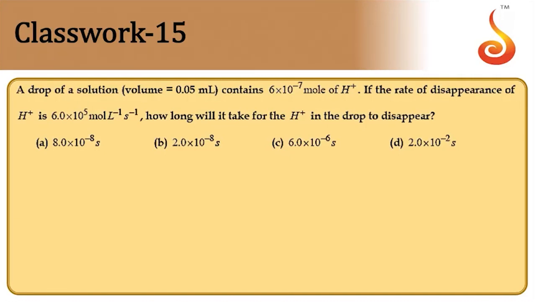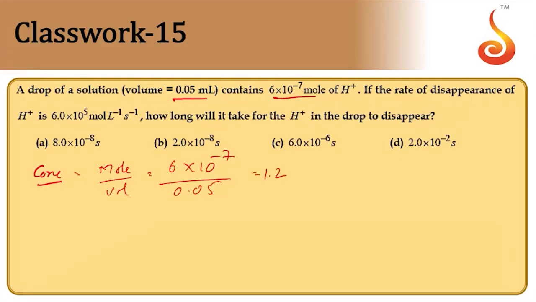Let us first of all find out the concentration. Concentration is N by V, moles by volume. The number of moles is given as 6 into 10 to the power of minus 7, by the volume of the drop, which is given as 0.05. So this value comes to 1.2 into 10 to the power of minus 2 moles per liter. This is the concentration of H plus in the drop.